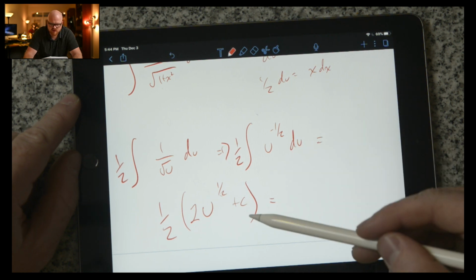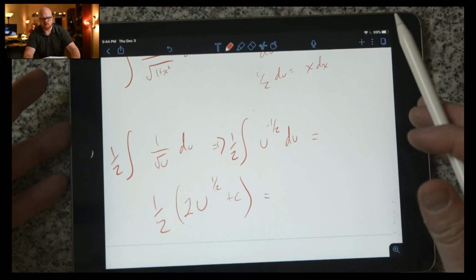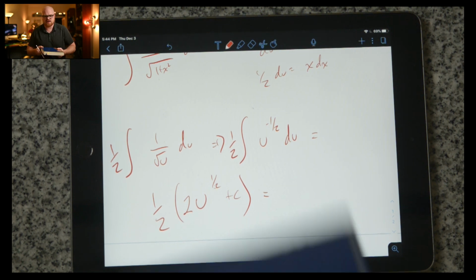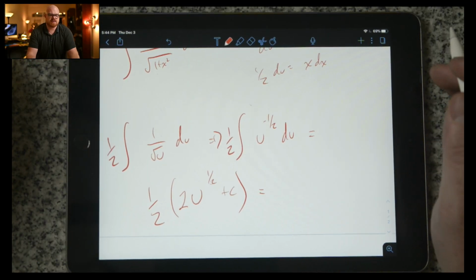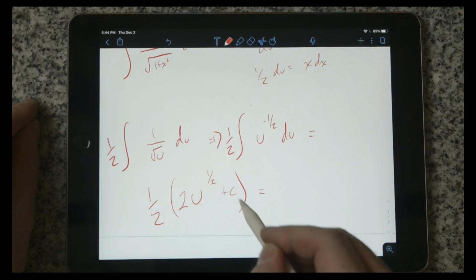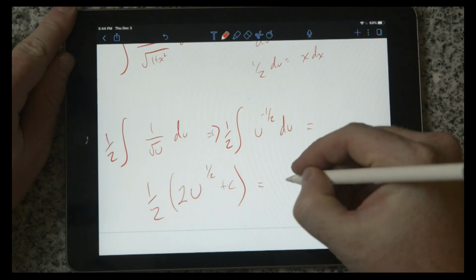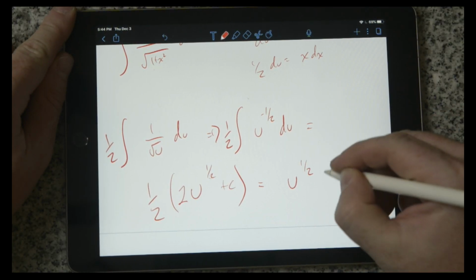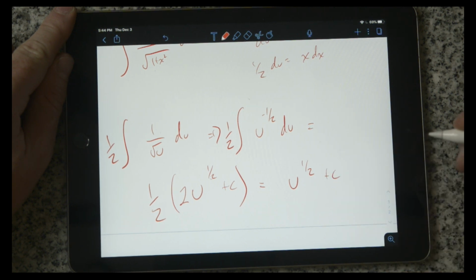So then, and this will actually also be a good opportunity to show you something else. We're never going to write anything like 1/2 c or 2c or whatever, because half of an arbitrary constant is still an arbitrary constant. So you're just going to leave it as c. You're never going to see this distribute across to the c term. So that way we're going to end up with u to the 1/2 plus c.